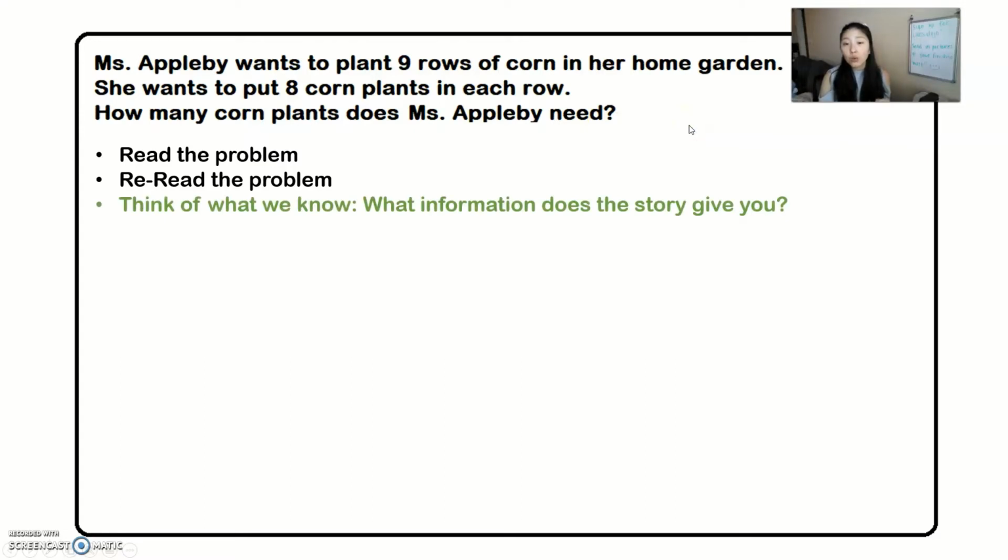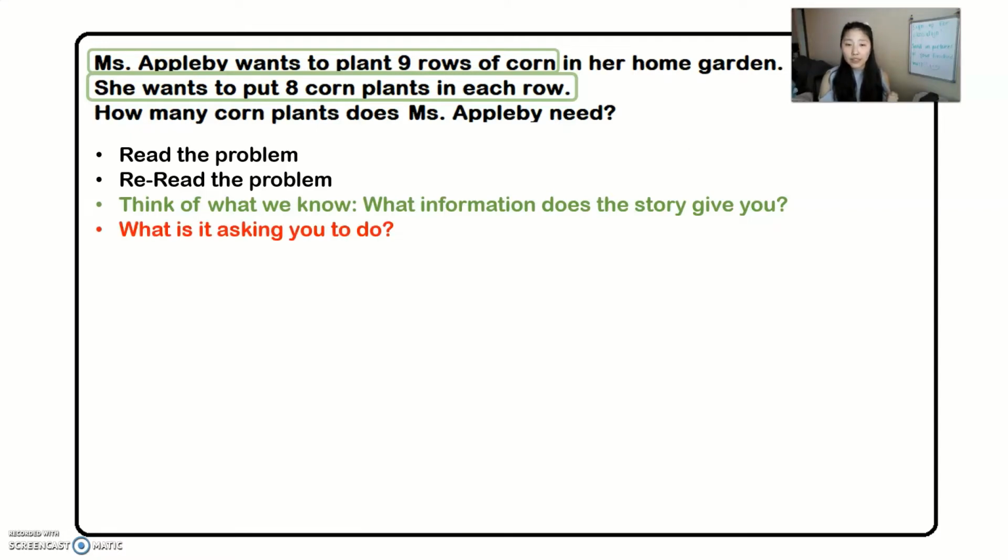Think of what we know. What is the important information the story is giving you? First thing they tell you is Miss Appleby wants to plant 9 rows of corn. Is that 9 corns or 9 rows of corn? Then you need to think about this part. She wants to put 8 corn plants in each row. Think about the word each. Think about the word row.